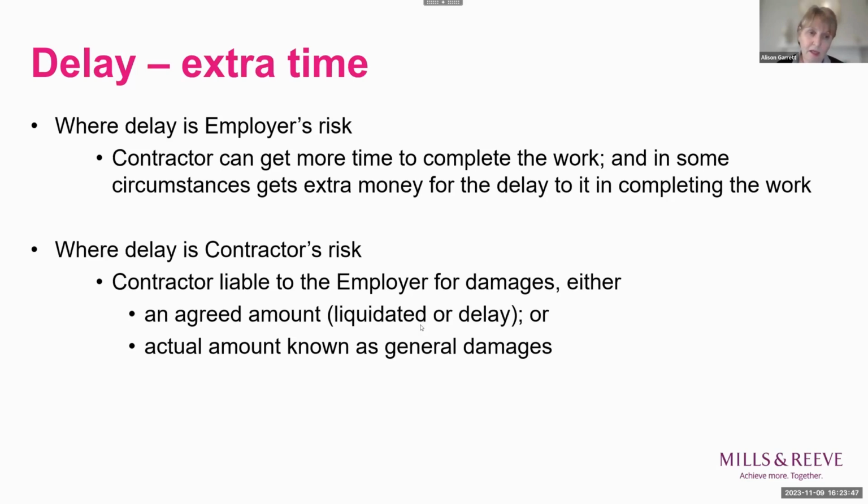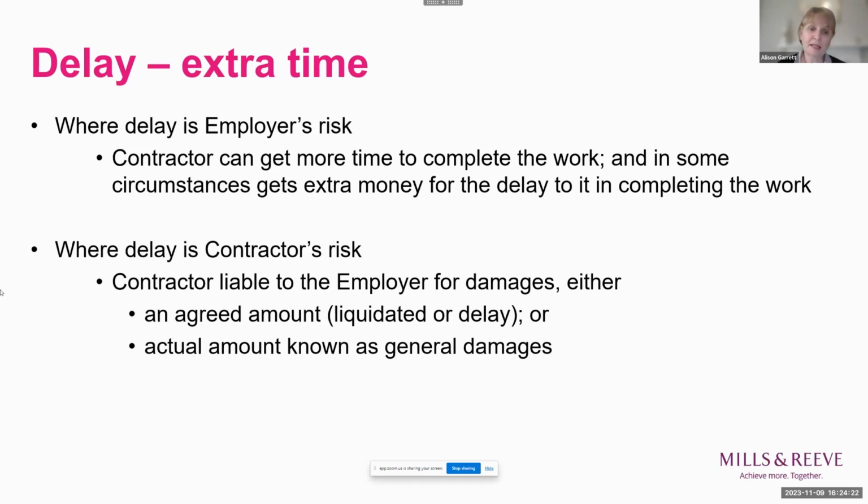Where the delay is the contractor's risk, then the contractor is liable to the employer for damages for the delay caused to the employer. And they're dealt with by one of two ways. Most commonly, they're dealt with by what are known as liquidated damages, if you're using a JCT contract, sometimes known as LDs. Previously used to be called liquidated and ascertained damages, or LADs. Or if you're using NEC, they're called delay damages.